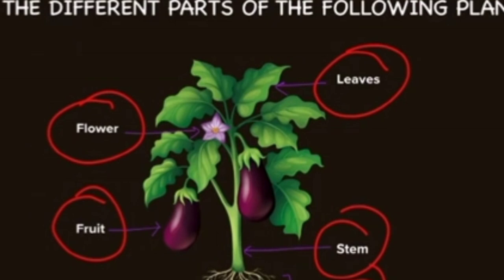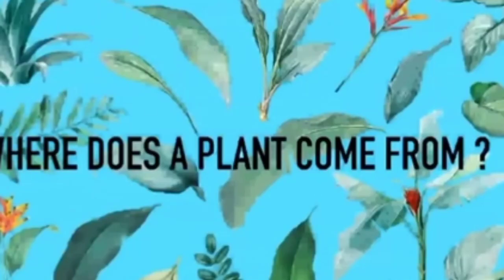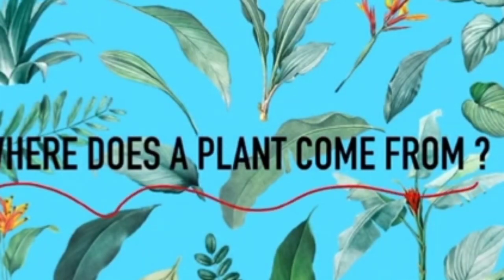So after this recap, let's go towards the next objective of this lesson, that will be able to identify the different parts of seeds and their functions. So first we are beginning with the seed. Now children, the question I want to ask you about, what is the definition of a seed? Okay, before that, the question arises, from where does a plant come from?